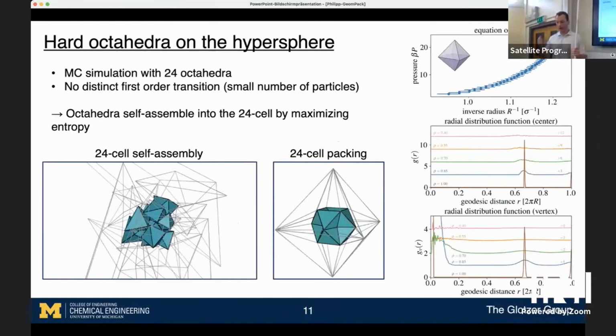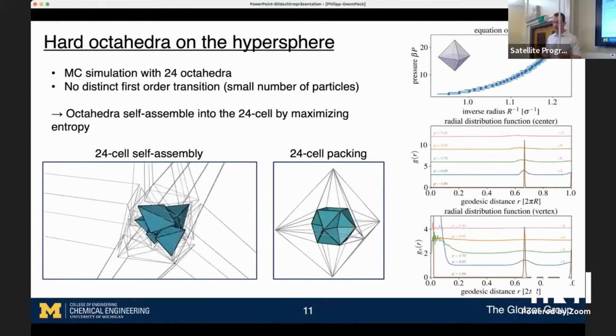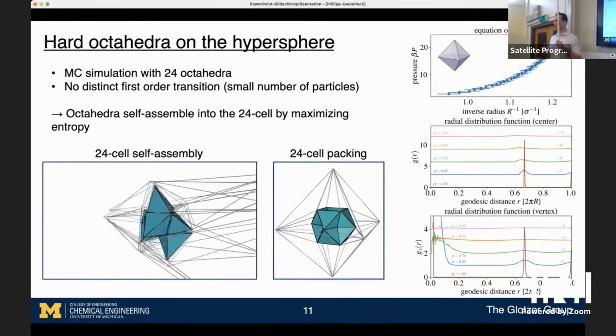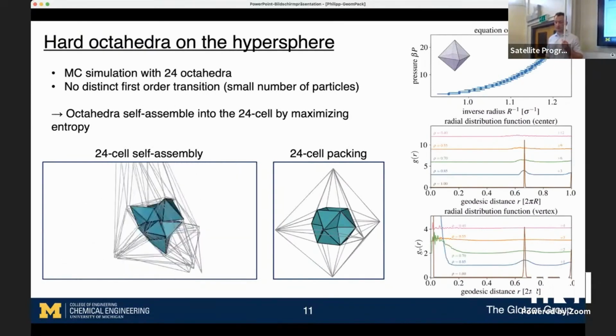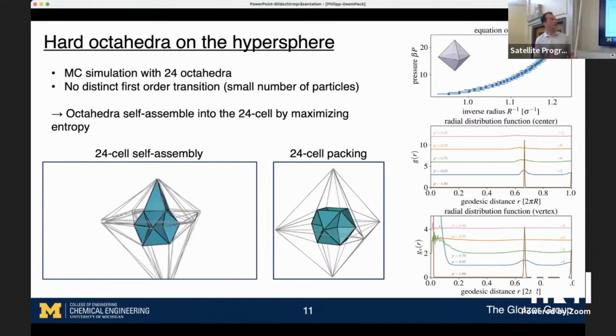Okay, so we can also look at hard octahedra. Here we do the very same thing, but we have the 24 cell, so we have 24 octahedra in this system, and we can see that they also transition into the crystal structure, or this tessellation.